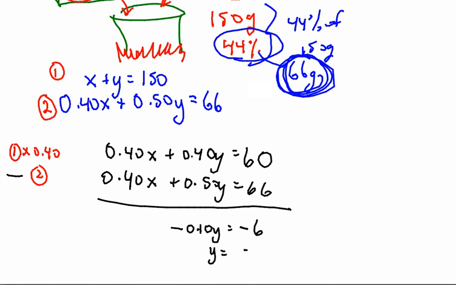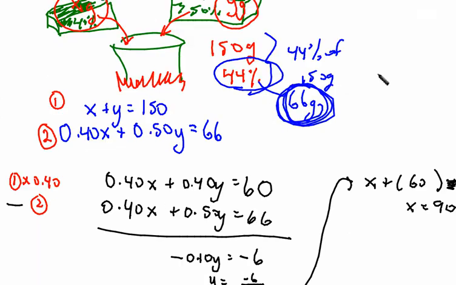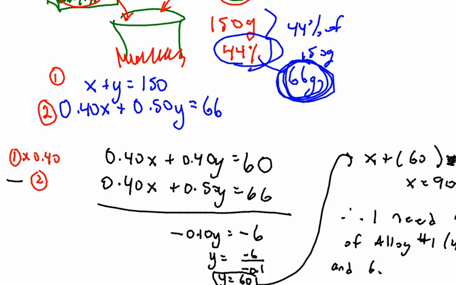So now if I divide negative 6 divided by 0.1, I get that y equals 60. And if y equals 60, pretty easy to figure out what x has to be, because x plus y equals 150. And therefore, if y is 60, then x must be 90. And I could say, therefore, I need 90 grams of alloy number 1, which is the 40% guy, and 60 grams of alloy number 2.